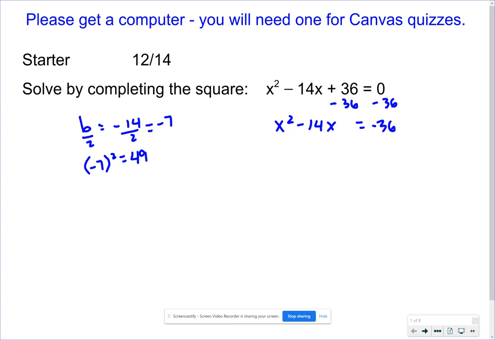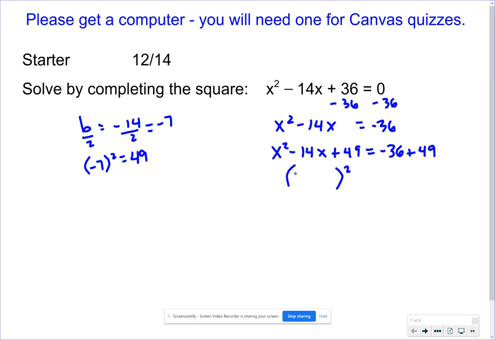So this would be the c that we have to add to our x squared plus bx. There's our plus c, our constant, that will make that a perfect square trinomial. Whatever we do to one side, we do the same to the other. So we're going to add 49 to both sides. We are now going to take this trinomial, three terms, and write it as a binomial squared.